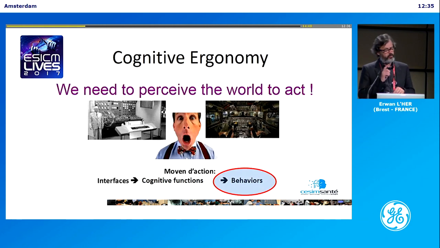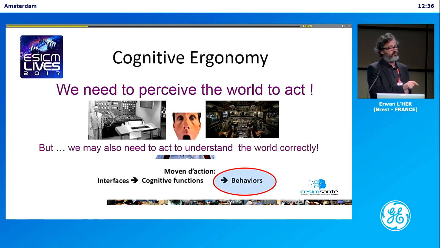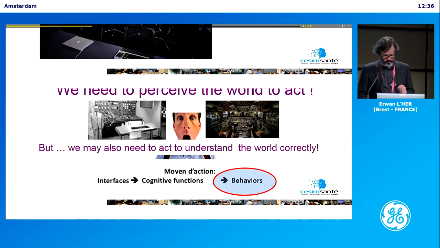Cognitive ergonomy is looking at the behaviors of the physician when they are performing their task. We need to perceive the world to act, but sometimes we also need to act to understand the world, and especially to understand the device we are using correctly. That's the reason why bench testing in our laboratory will never be sufficient to achieve safety evaluation.